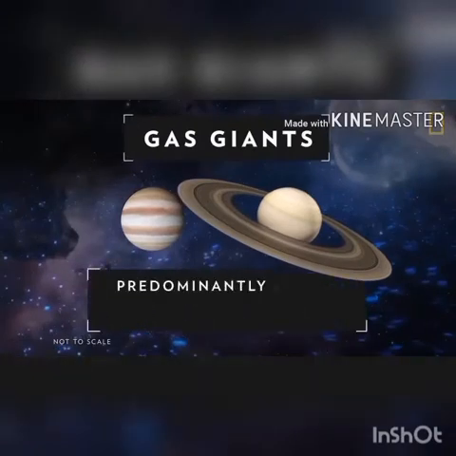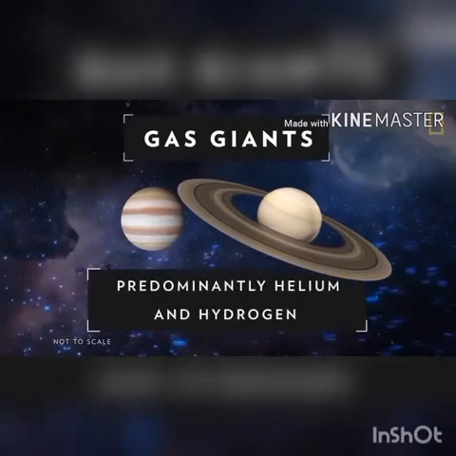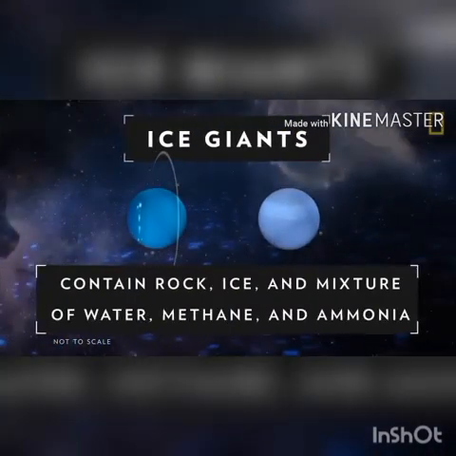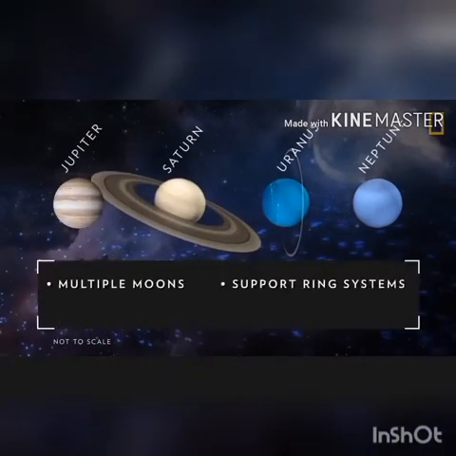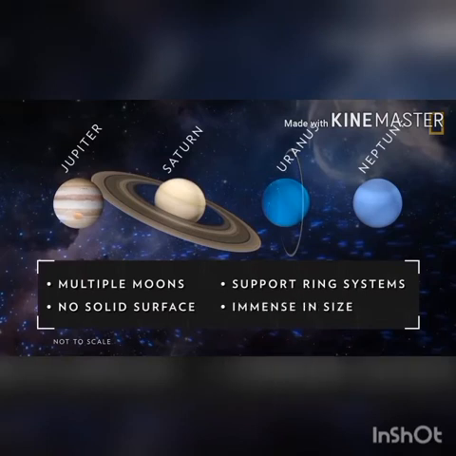The gas giants are predominantly made of helium and hydrogen, and the ice giants also contain rock, ice, and a liquid mixture of water, methane, and ammonia. All 4 Jovian planets have multiple moons, sport ring systems, have no solid surface, and are immense.